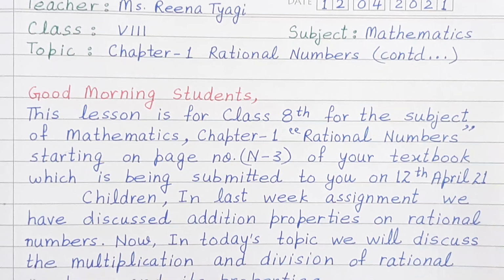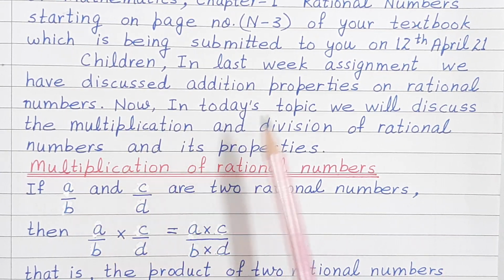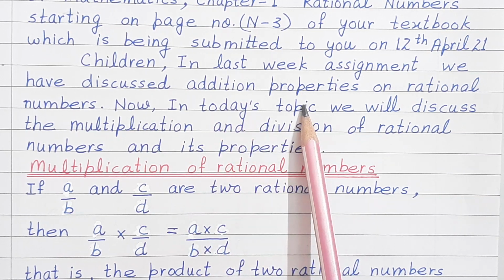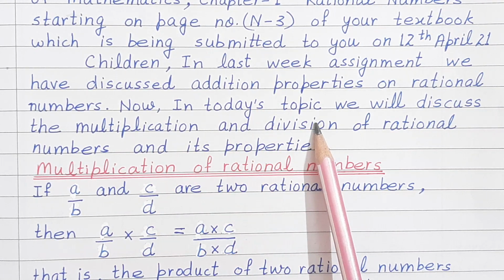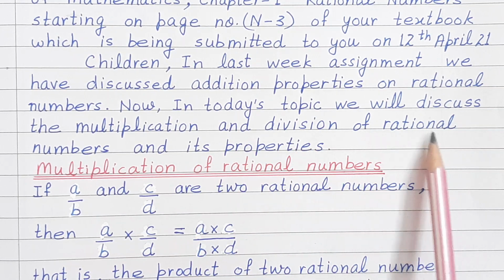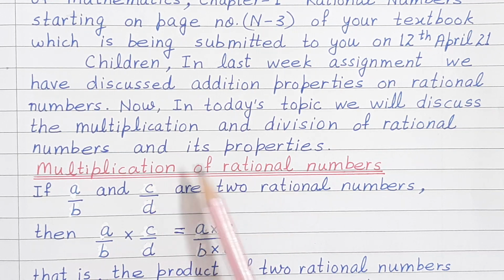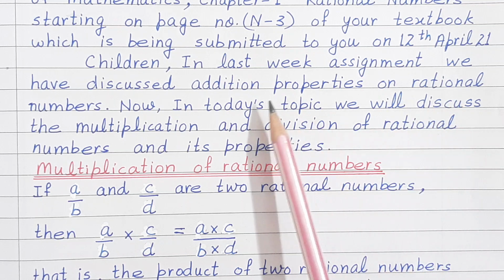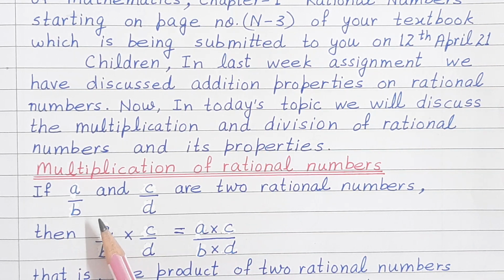Children, in the last week's assignment, we discussed addition properties on rational numbers. Now, in today's topic, we will discuss the multiplication and division of rational numbers and its properties. Students, remember, along with addition properties, we have also discussed subtraction properties. So, let us start today's topic, multiplication of rational numbers.